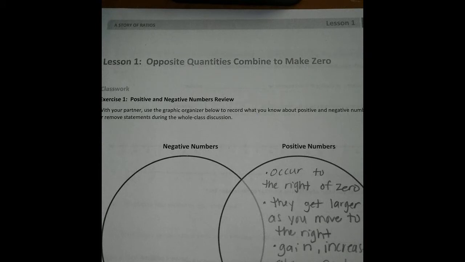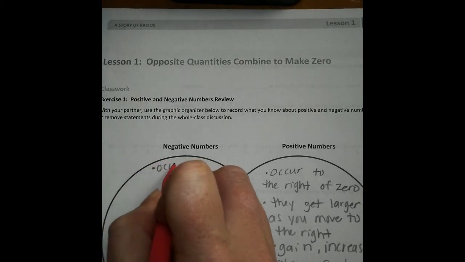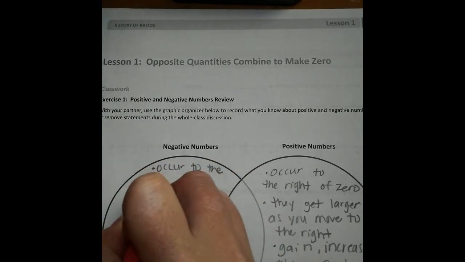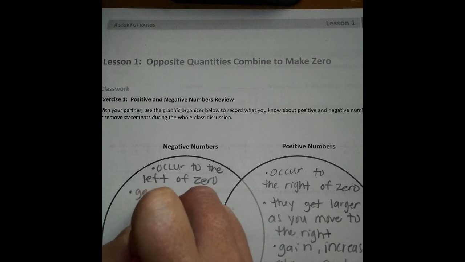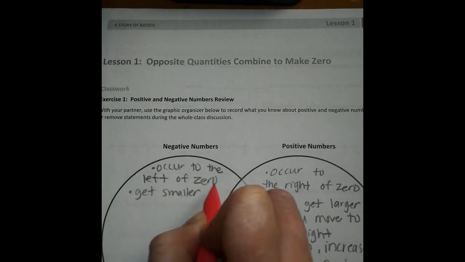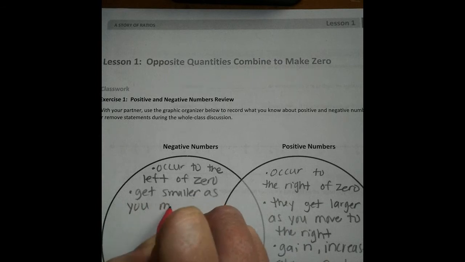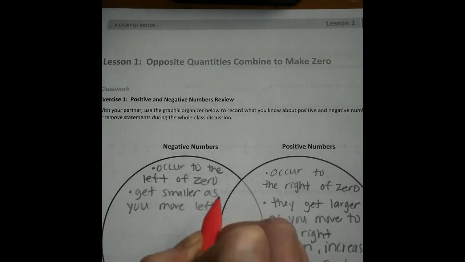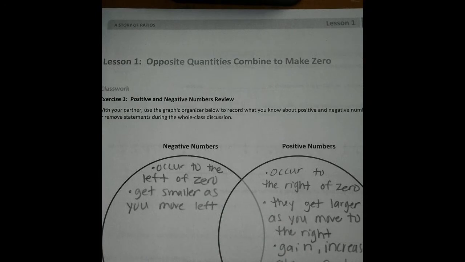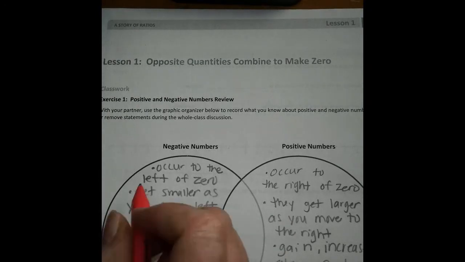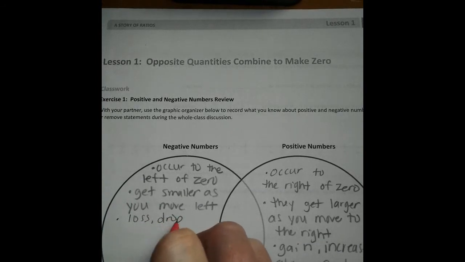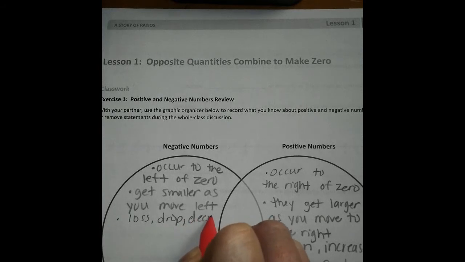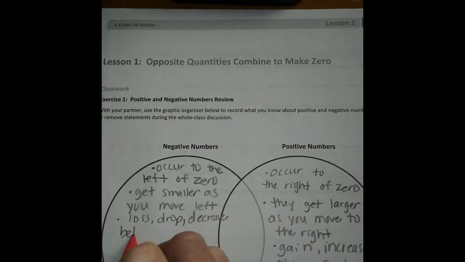All right, so let's talk about negative numbers, and we can mirror what we said on the right-hand side. Negative numbers occur to the left of 0. They get smaller as you move left, so less value the further left that you go. Some words that are associated would be a loss, a drop, like a drop in temperature, a decrease, or below sea level.